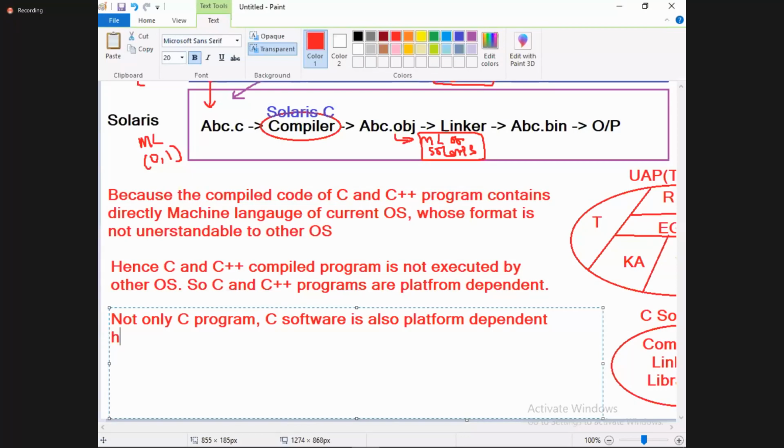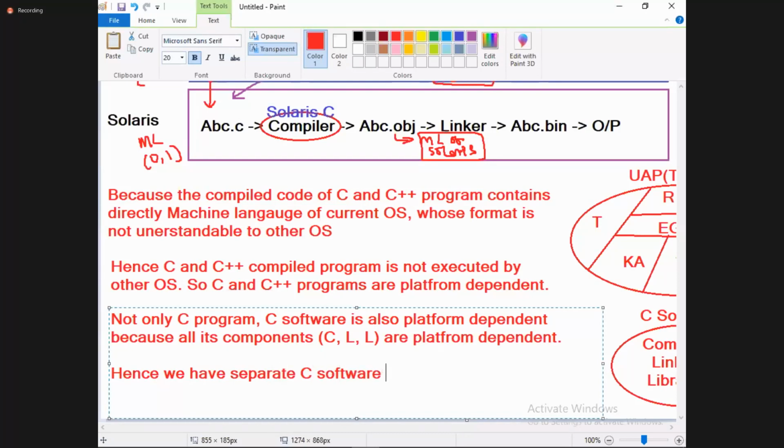Hence, because all its components, compiler, linker, library, are platform dependent. So tell me, what is the meaning of platform dependent? Will you have one software for all operating systems or separate software for every operating system? Do we have one C software for all operating systems? No. Hence we have separate C software for every operating system. Is the point understood?